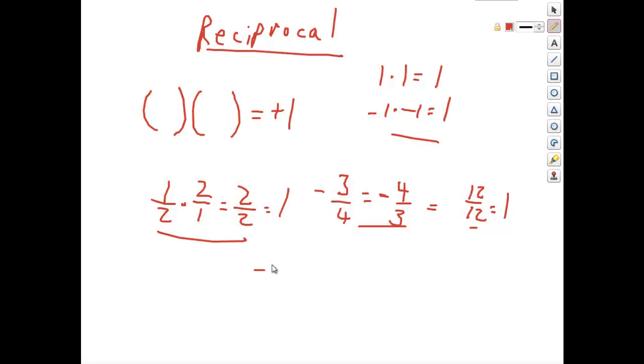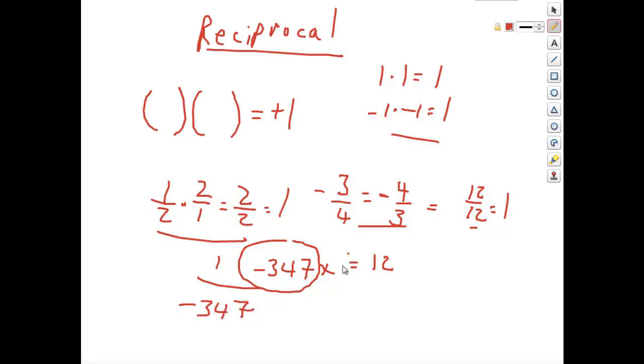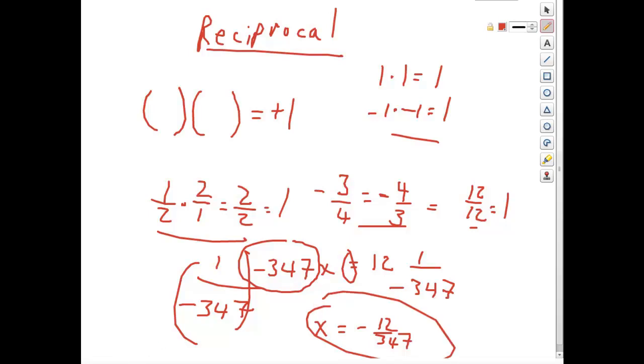So if we have, say, negative 347x equals 12, suppose we want to take the reciprocal of negative 347. Well, all we do is 1 over negative 347. But this is an equation which is balanced, so we have to do the same thing to the other side. 1 over negative 347 times negative 347 is simply 1x, which can be written as x, equals negative 12 over 347, which is our answer.